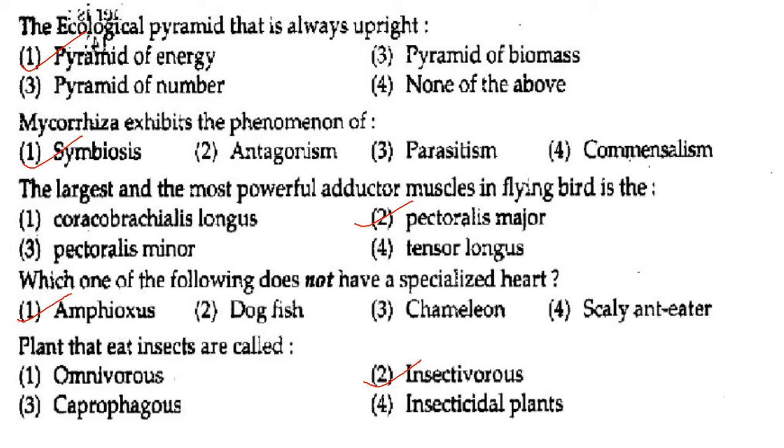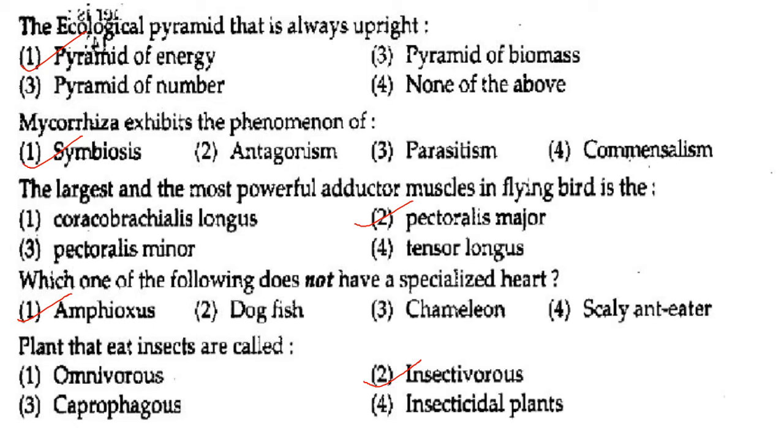Next one. Mycorrhiza exhibits the phenomenon of option 1, symbiosis. 2, antagonism. 3, parasitism. 4, commensalism. Answer is option 1, symbiosis. Next one. The largest and the most powerful adductor muscles in flying bird is the option 1, coracobrachialis longus, pectoralis major, pectoralis minor, tensor longus. Answer is pectoralis major, option 2.